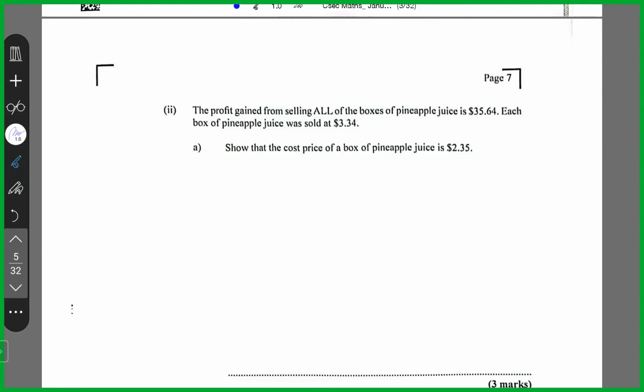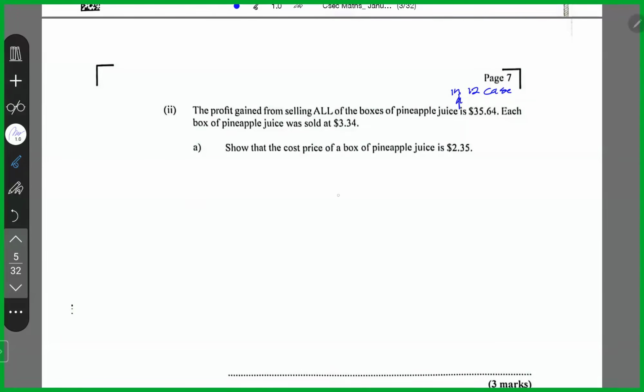As I said, I had problems with question number 1, and this is where I had my problem. I don't think they gave us enough information to arrive at the answer for this question. Now, this is what I think is missing. So the profit gained from selling all of the boxes in 12 cases is $35.64. That's what I think. I could be wrong. We can always discuss it at the end.